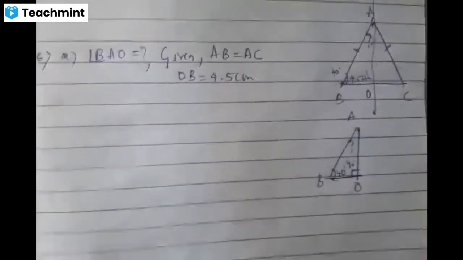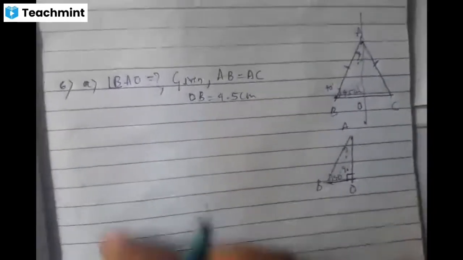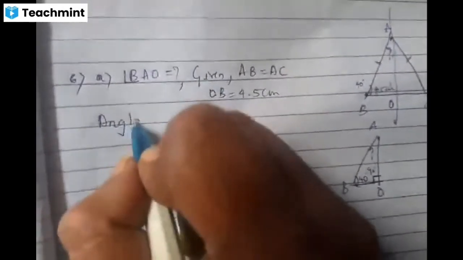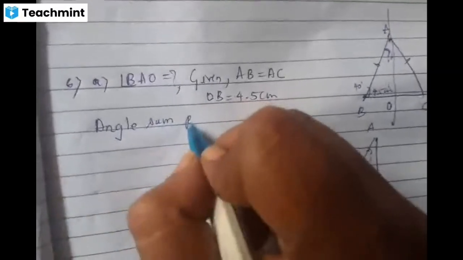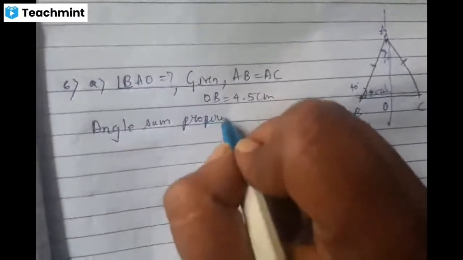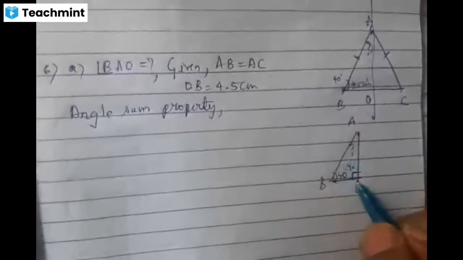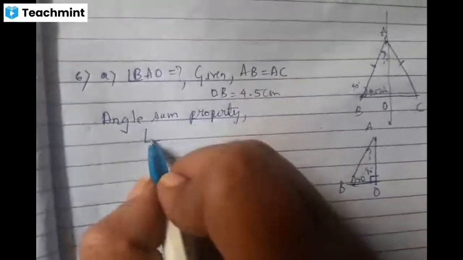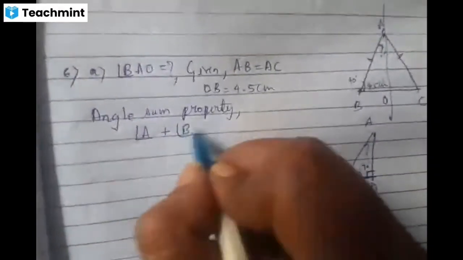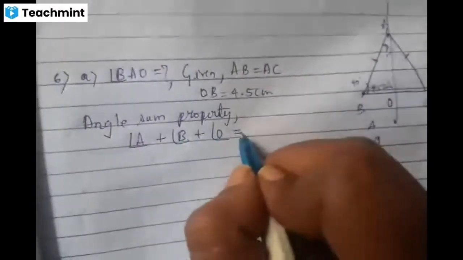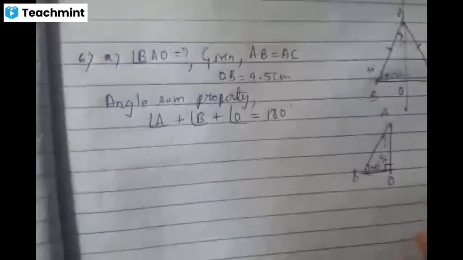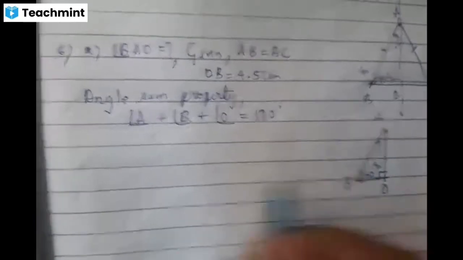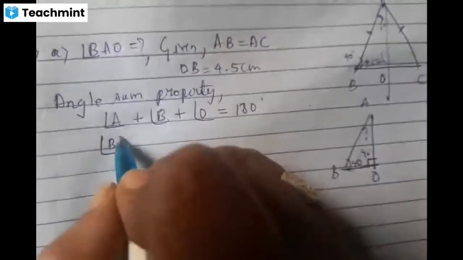What is the property we are using here? We are using the angle sum property. So according to the angle sum property, what we know? We know all the three angles added together should be equal to 180 degree. Angle A plus angle B plus angle O, totally it should be 180 degree. How much is angle BAO here? Do we know? We don't know. So keep it as it is.